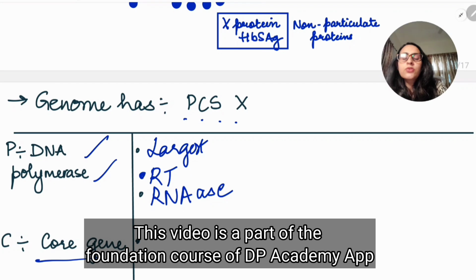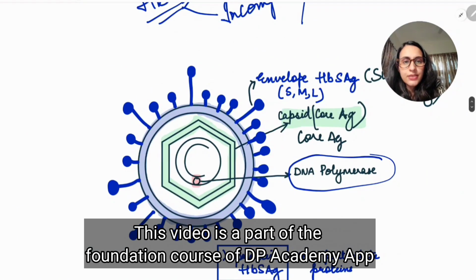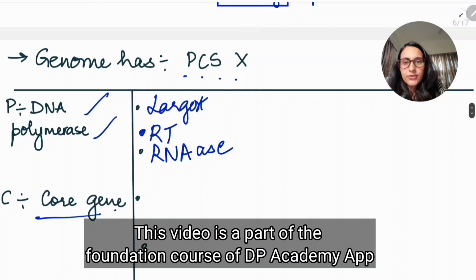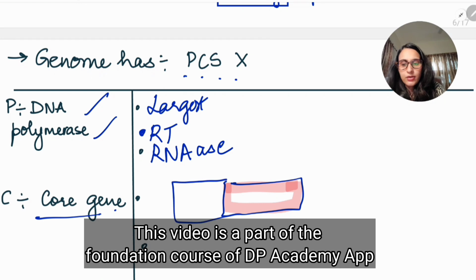The next gene is core gene. See, this is the core gene. If you can see this green color layer, it is the capsid. This is made up of core gene. This is made up of core antigen. So there are two areas. One is the core area, and we have the pre-core area. So the core area codes for the C antigen, and pre-core area, before the core, we have E antigen.